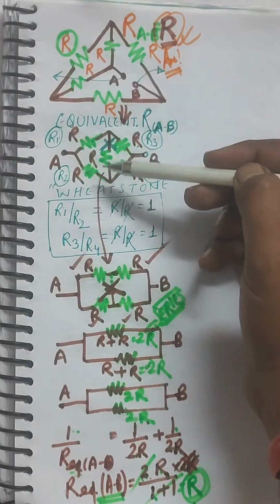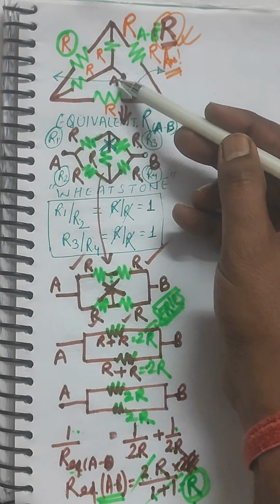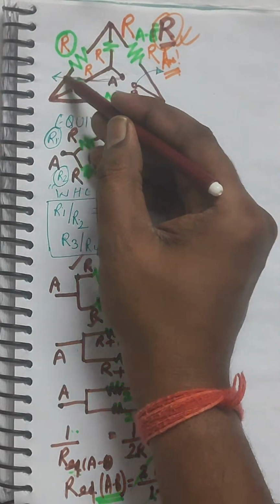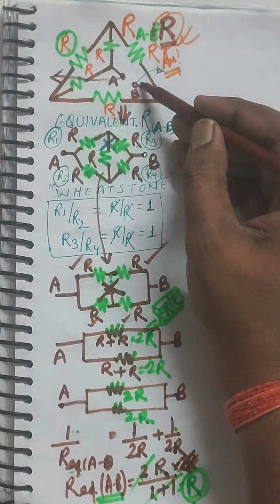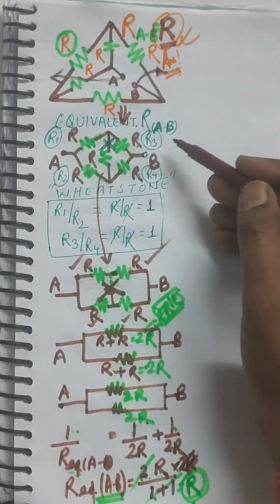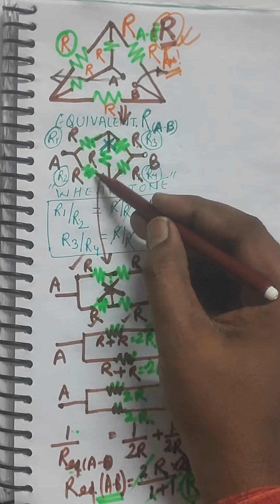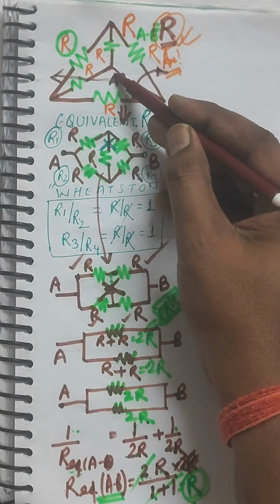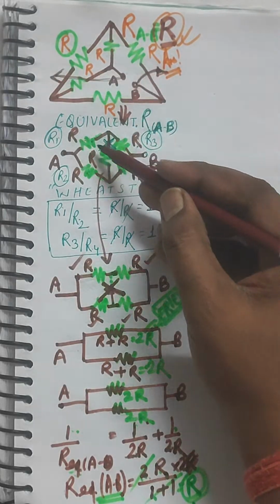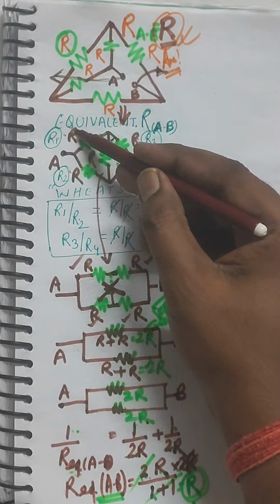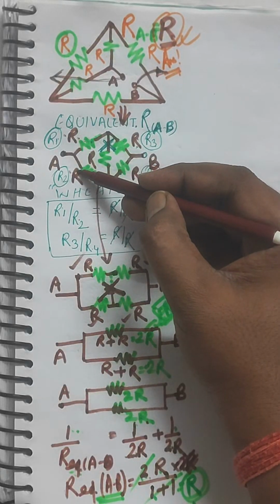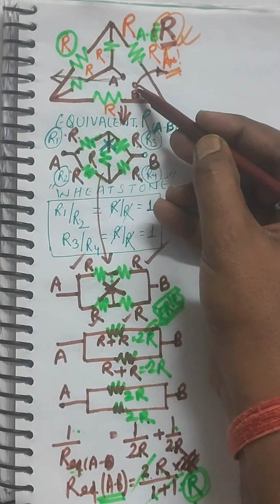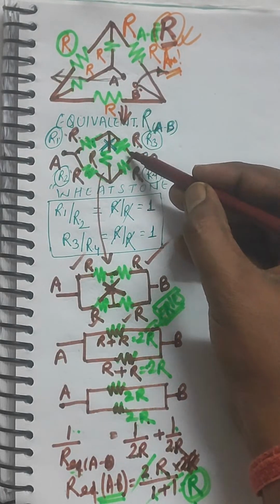So the above circuit can be simplified as this: when A is pulled to the left and B is pulled to the right, the circuit forms like this, where this R and R, which are directly connected through the branch of A, are the resistances in the left branches connected directly with A. Similarly, these two R's will be connected through B.